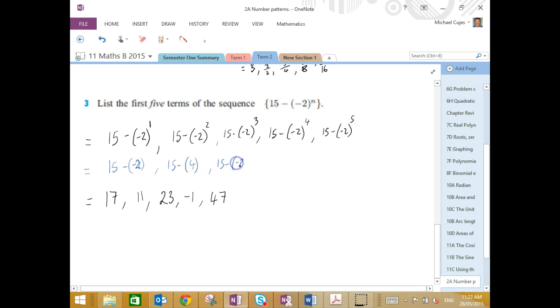15 minus negative 8, so it becomes 15 plus 8, 23. 15 minus negative 2 to the power of 4 is positive 16. 15 minus 16, negative 1. 15 minus negative 32. So negatives make a positive. If you take a negative number and raise it to an odd power, the answer is negative. And if you raise it to an even power, the answer is positive. Now I see what you're getting at.